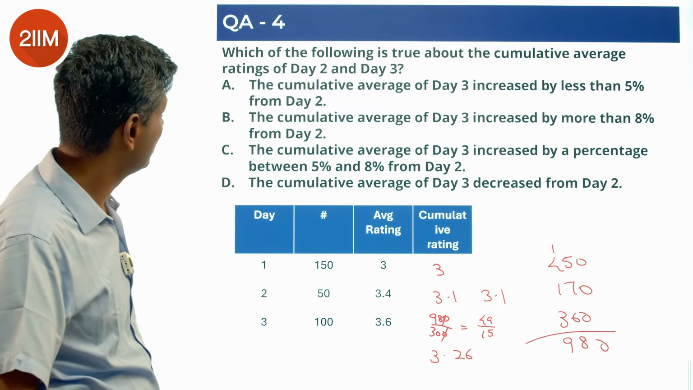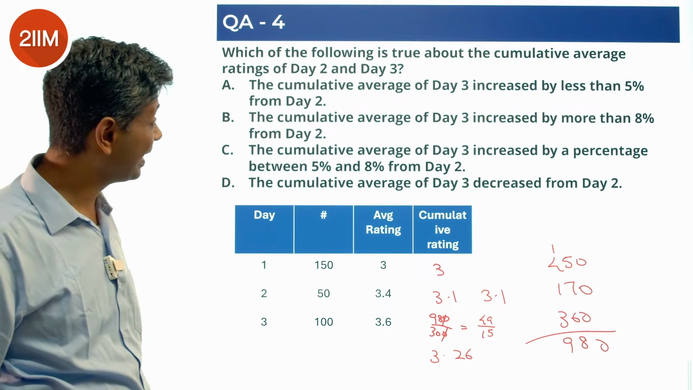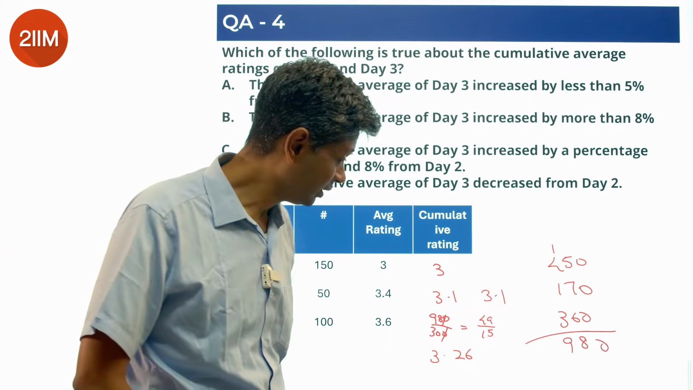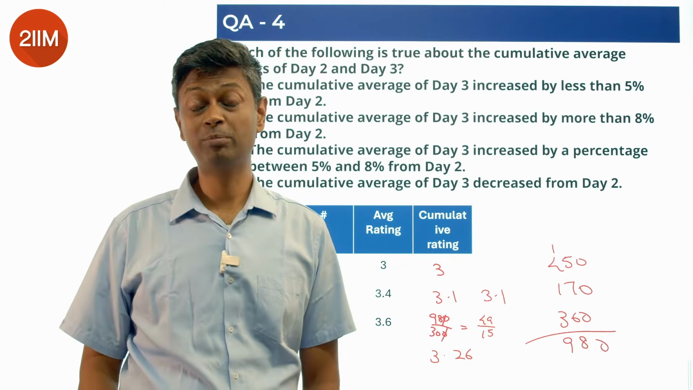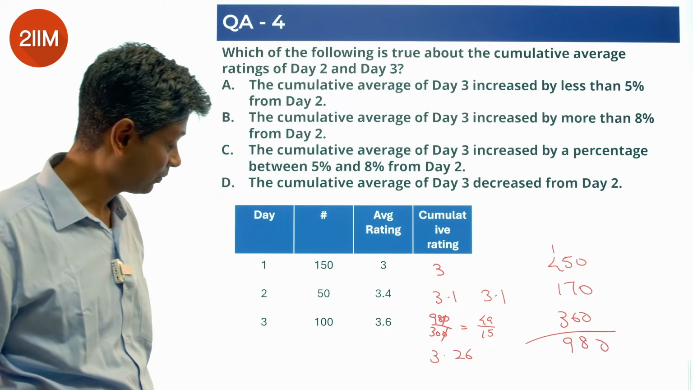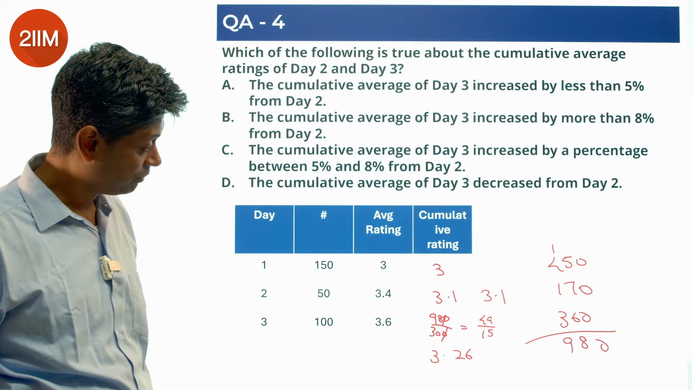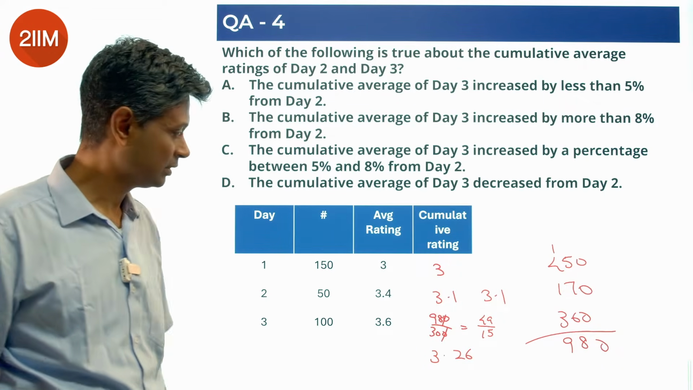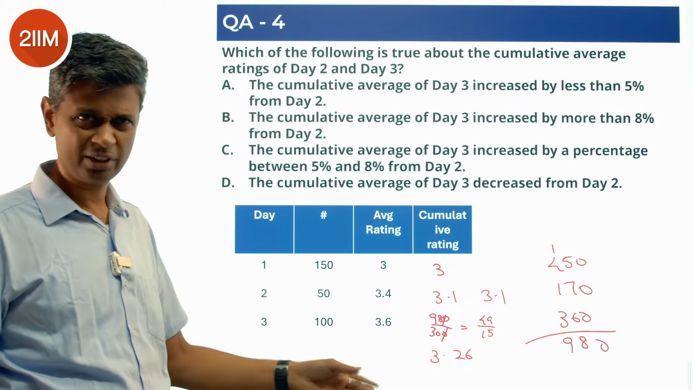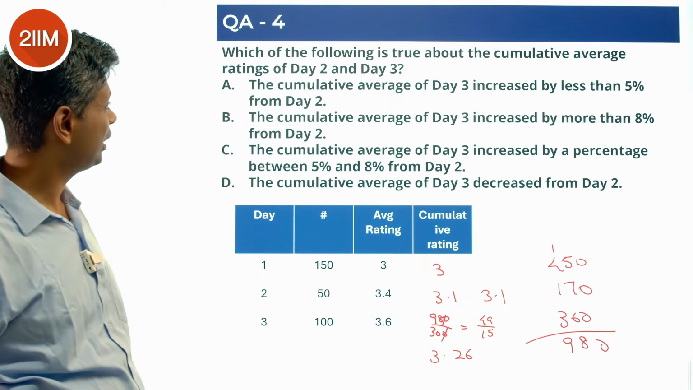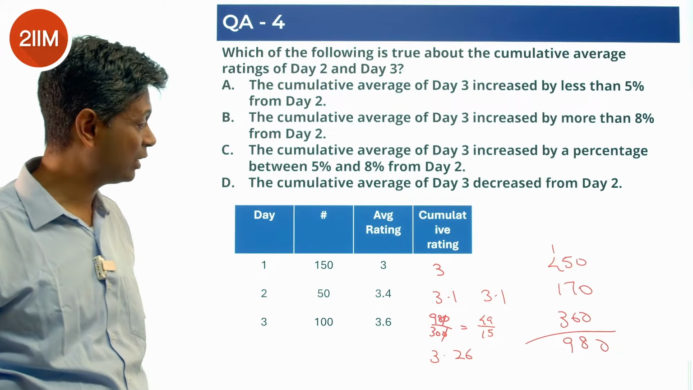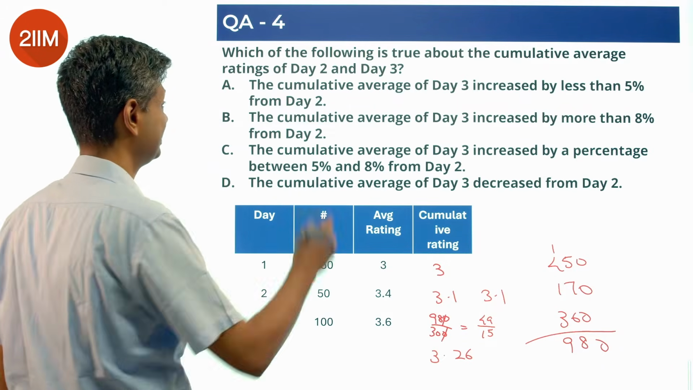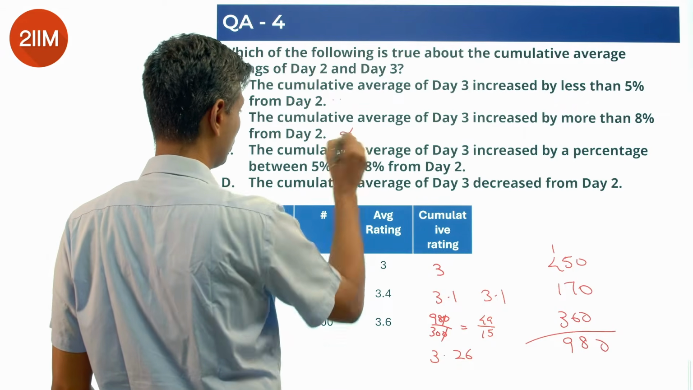Nice. The cumulative average of day 3 increased by less than 5% from day 2. Day 2 is 3.1. 5% of 3.1. 5% of 3 is 0.15, a little more than 0.15. I think it's more than 5%, not that. Increased by more than 8% from day 2, 3.1, 1.08. No, that's also not true. This I want to verify, but this is not true.